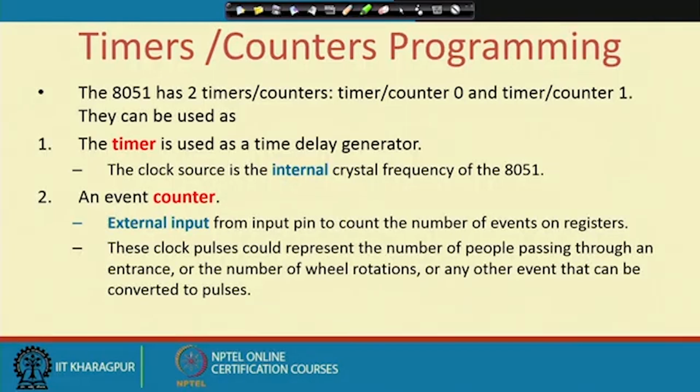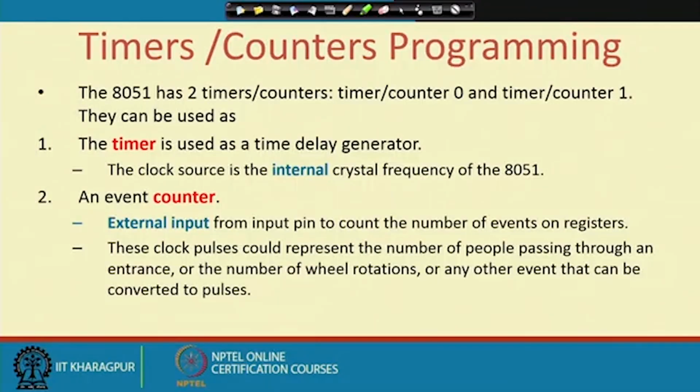Now, these clock pulses may represent many things, like on a conveyor belt where some items are passing, you can note how many items have passed. Or if you have installed a system at the entry of a room, at the door, as persons are entering and exiting, these values may be updated. So we can have many such examples, like the number of wheel rotations, or any event that can generate some pulse.